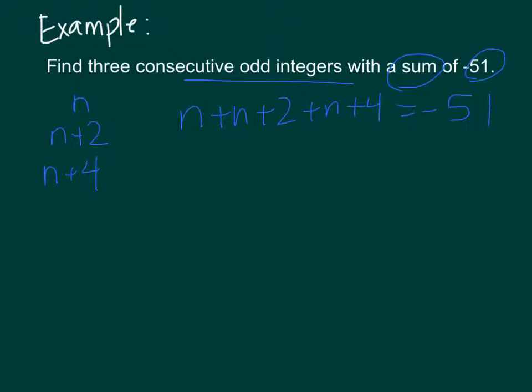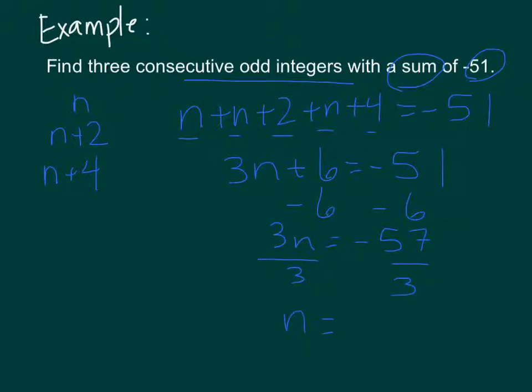So now I'm going to follow my steps. No parentheses. Combine like terms, n, n, and n: 3n. 2 and 4: plus 6 equals negative 51. Get rid of that addition. So 3n equals negative 57. Divide by 3, and n equals negative 29.